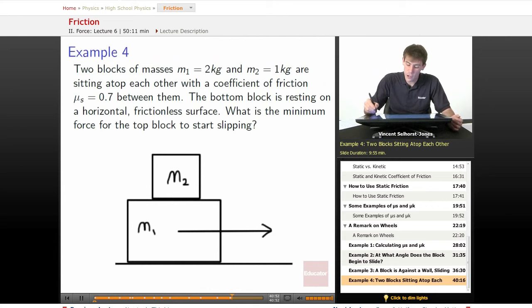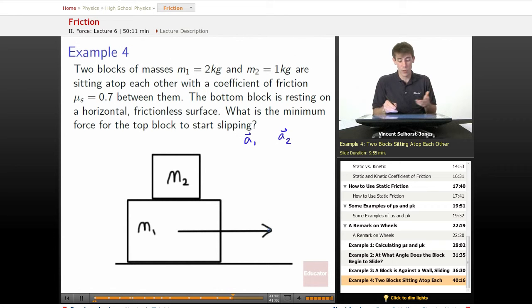All right, so first of all, if they're moving at the same rate, what does that mean? Well, then that means that we've got some a1 acceleration, and we've got some a2 acceleration, right? And they're both going to be moving in the direction of force. So our accelerations are going to be going this way.